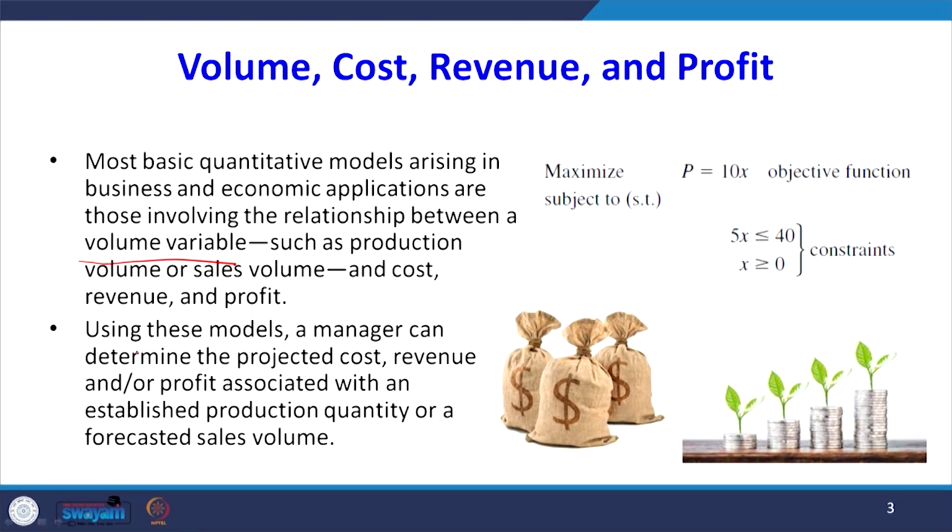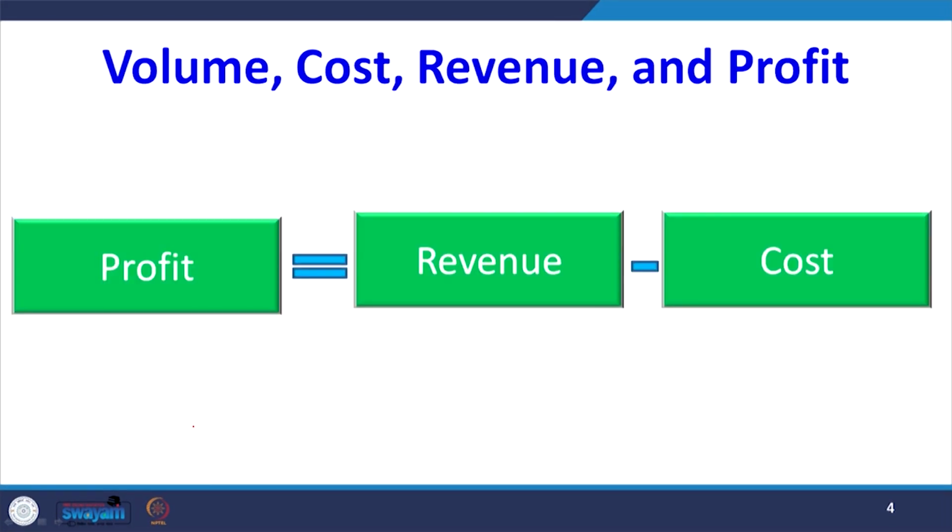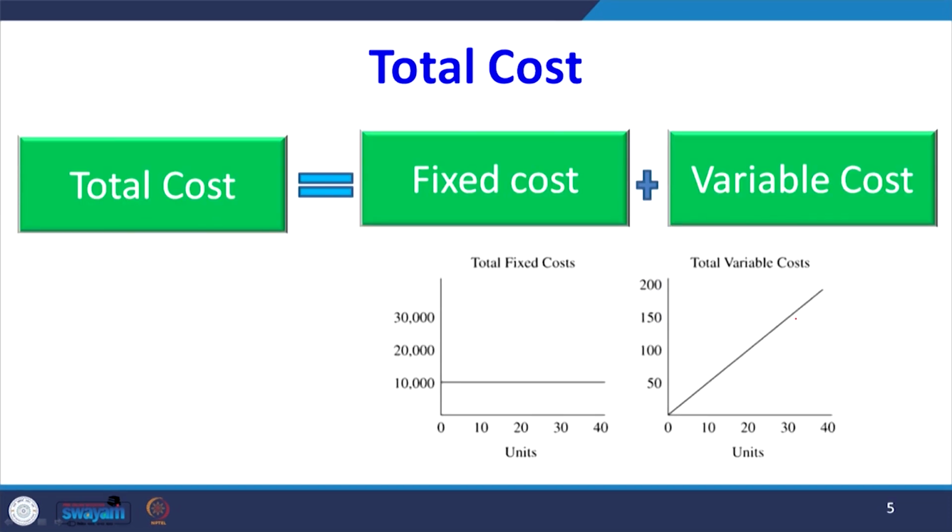If you know the relationship between profit, volume and cost, a manager can determine the projected cost, revenue and or profit associated with an established production quantity or a forecasted sales volume. This picture says profit is equal to revenue minus cost. The cost can be classified into two categories, one is fixed cost and the other is variable cost.